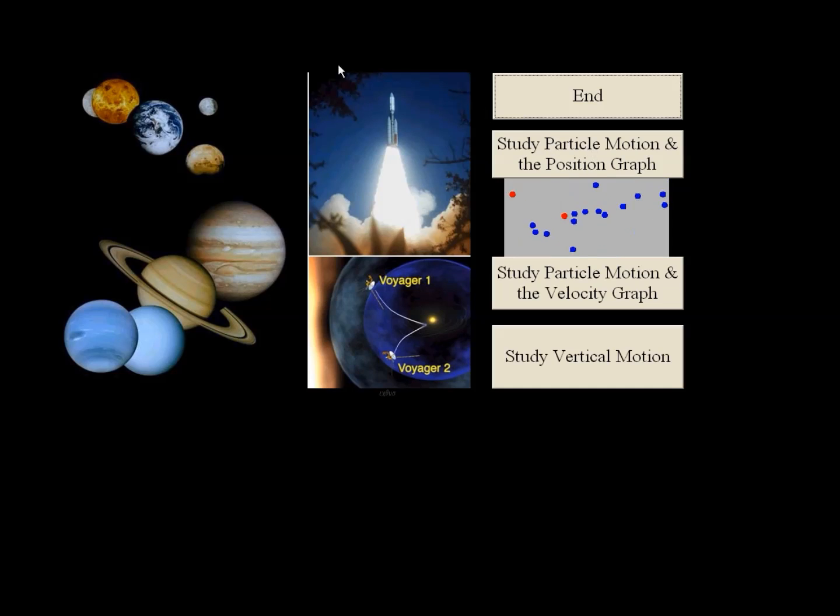There are 3 things in particle motion and velocity all packaged together. They were all taught at the same time in the book I was using. So we study particle motion using the position graph, and study particle motion with the velocity graph, and then study vertical motion. Let's look at the vertical motion one first, because it's the most straightforward. I don't even think I'll work a whole problem.